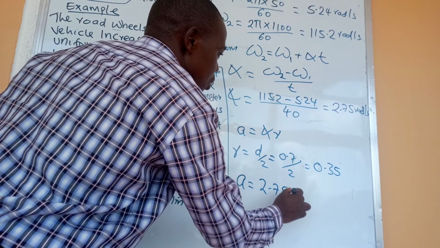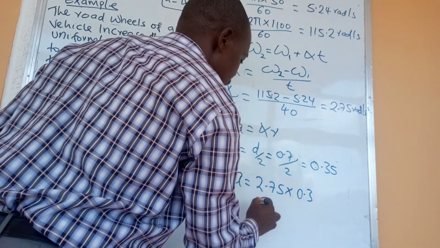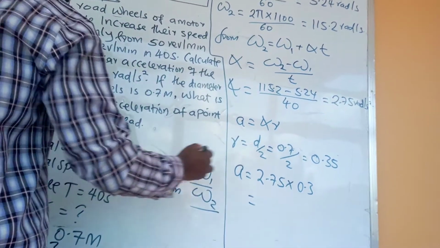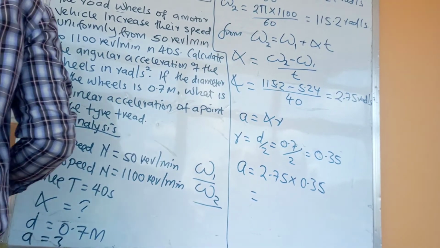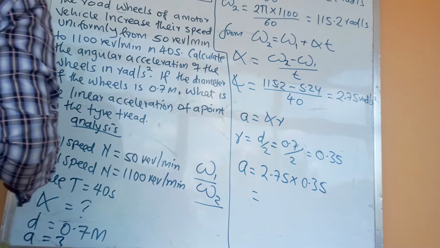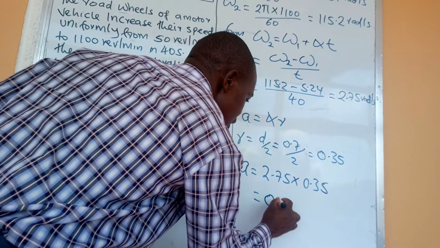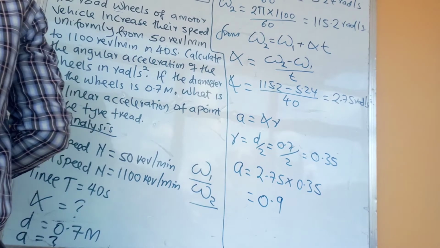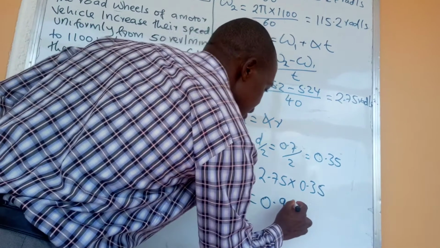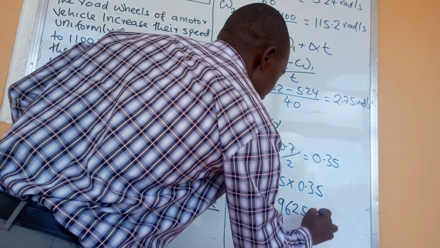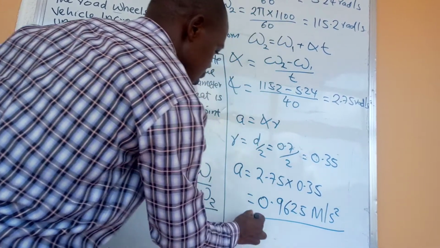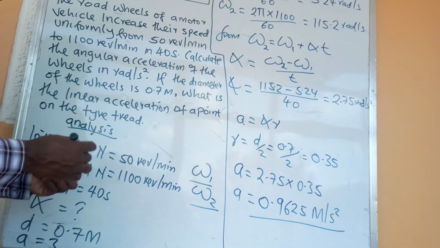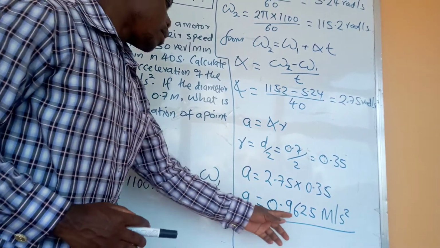Now you can go back and get the acceleration a, given by alpha, 2.75, multiplied by 0.35, and when you multiply, you will get the linear acceleration as 0.9625 meters per second squared. That will be our answer.